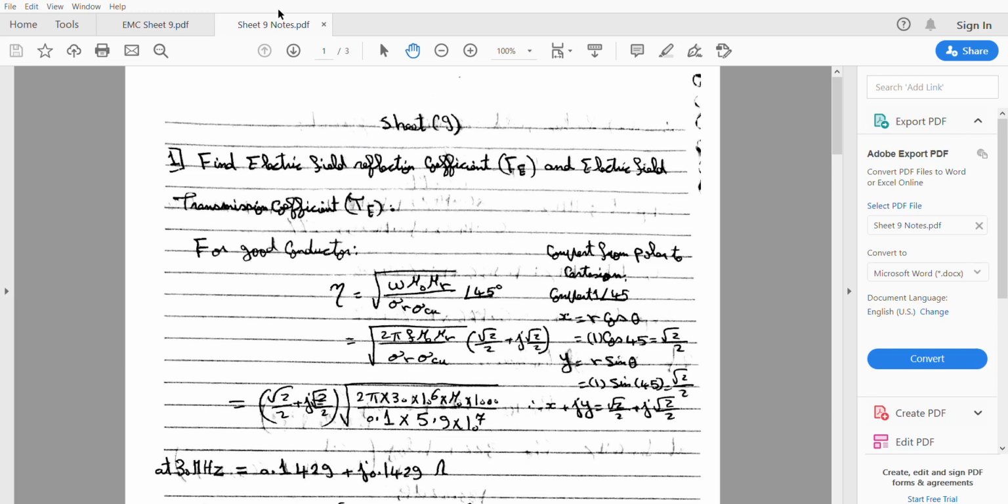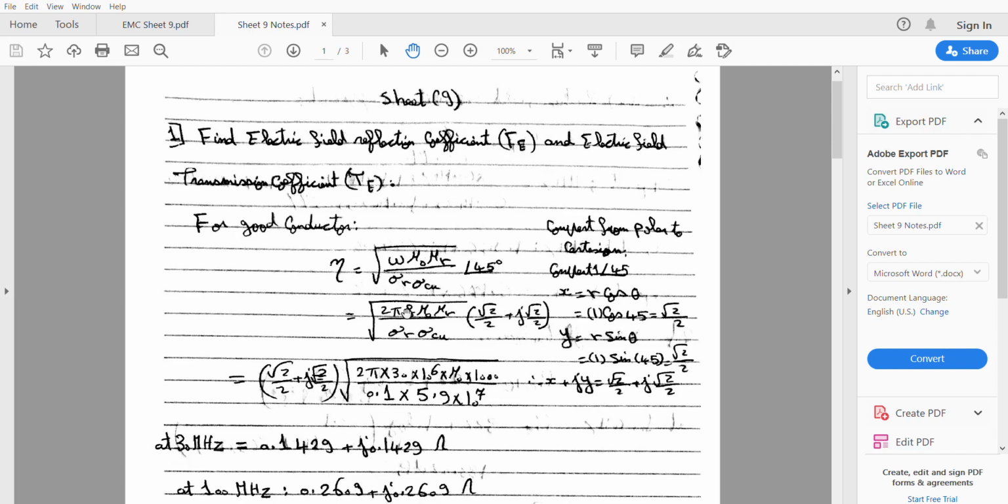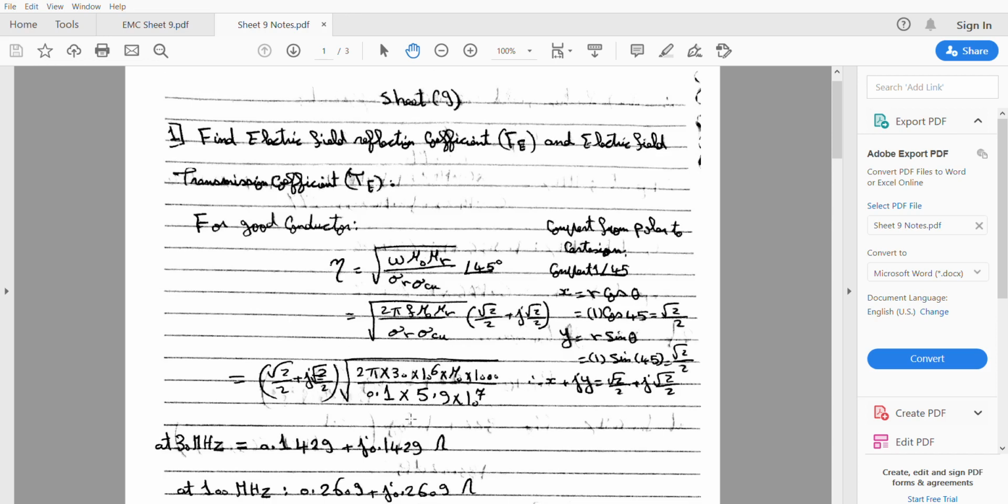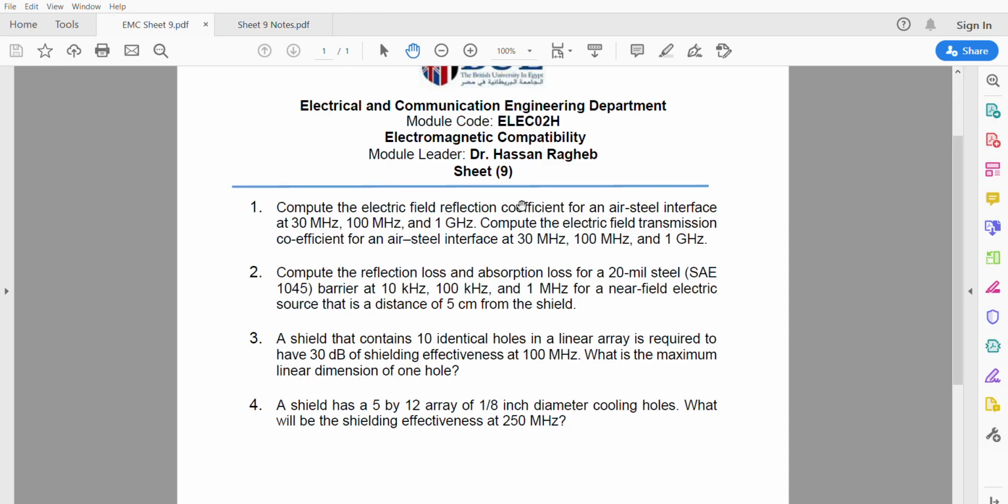So first we need to get the value of the intrinsic impedance in order to get the value of electric field reflection coefficient, as the reflection coefficient is equal to (eta minus eta naught) over (eta plus eta naught). Eta naught is the intrinsic impedance of air, which is equal to 120 pi, and the intrinsic impedance eta is the intrinsic impedance of the material. In this problem the material is steel.